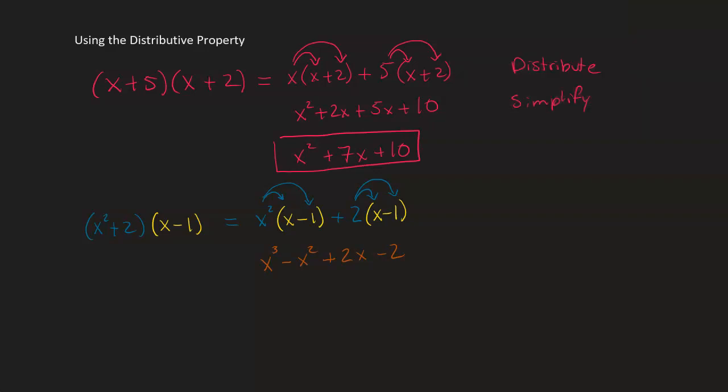Okay, so I can't combine any like terms. I have x cubed, x squared, 2x, -2, and this is actually in standard form, so I can just leave it like this. This would be in its most simplified form.